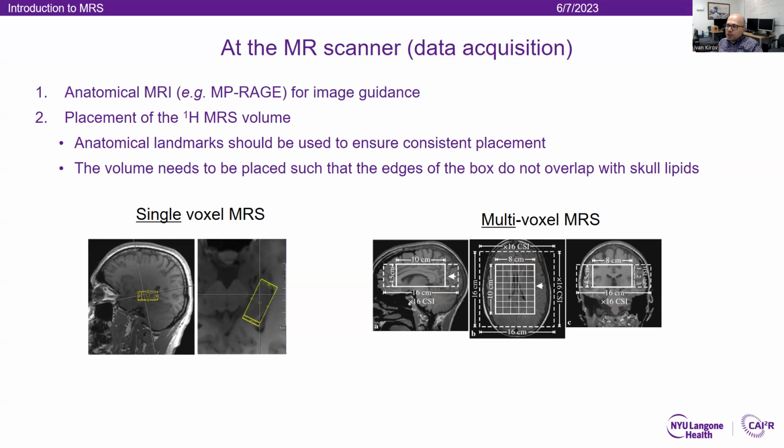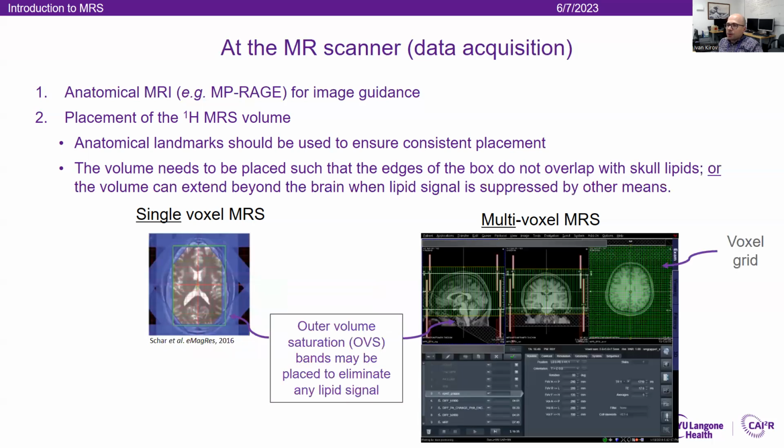Also, the volume needs to be placed such that the edges of the box do not overlap with the skull lipids. I spoke about this in the first lecture. This is so that the lipids can be avoided. We don't want lipids to contaminate. We don't want subcutaneous lipids to contaminate our signal.